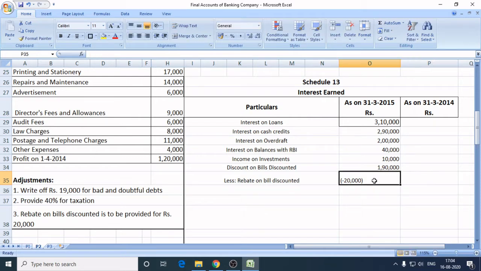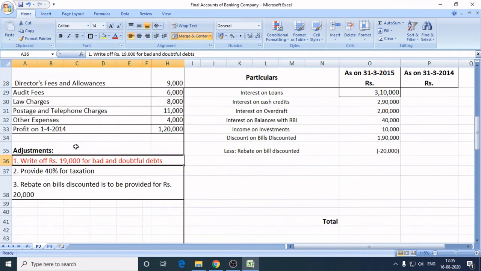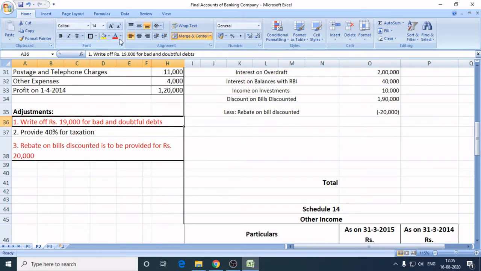So if we have to deduct this total from the total of these figures, technically we have to deduct this 20,000 from 190,000, but as in the end, if we deduct from this total, automatically it will be considered as deducted from 190,000 only. Its second effect appears in schedule number 5, other liabilities and provision. As we have not prepared the balance sheet here, ignore the second effect. So we are done with this adjustment.